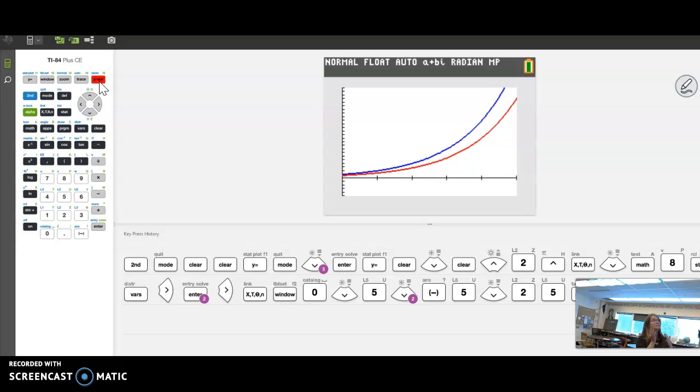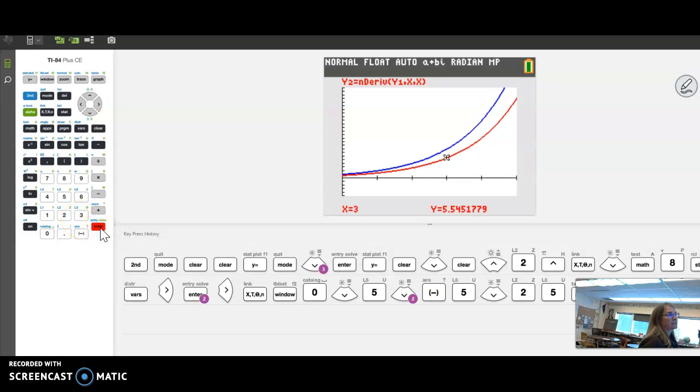And notice it's very similar. The graphs look very similar. But the red graph is the derivative, an estimate of the derivative. So if I push trace and I find what the derivative's value is at 3, right now I'm on the blue graph, as you can see, which is our 2 to the x. And so I'm going to push the down arrow to get to the red graph, and then push in 3.